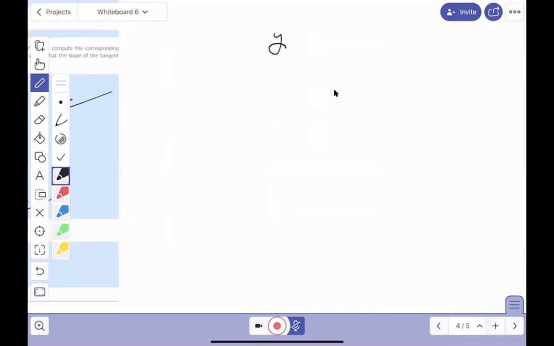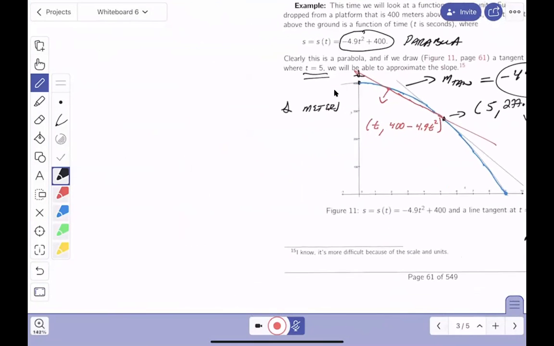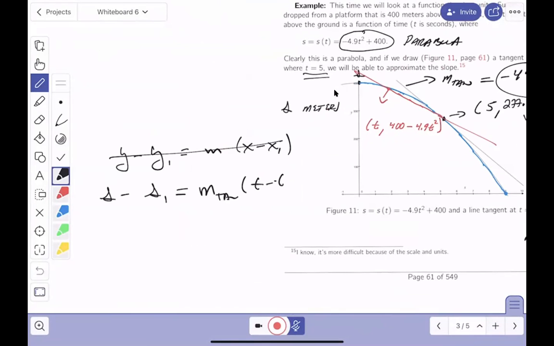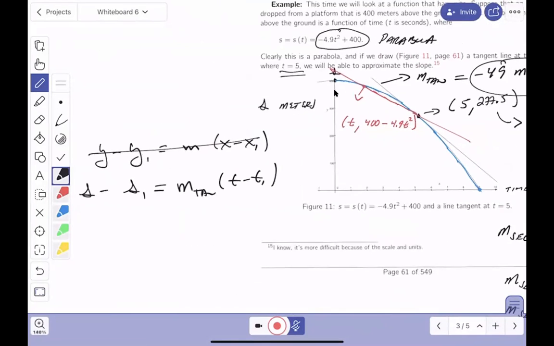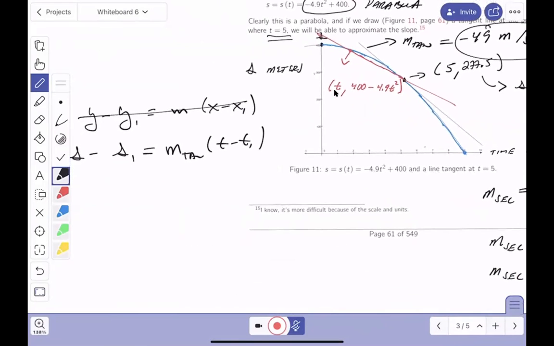I know a lot of people want to put this down. Let me go back to this page over here. A lot of people want to put this down, y minus y1 equals m, x minus x1. They would be wrong. And the reason for that is this has nothing to do with x and y, but it's to do with s's. So it's going to be s minus s1 equals m tangent times t minus t1. All right, let's go through this. I know it's tough, but I have to write it down for you.